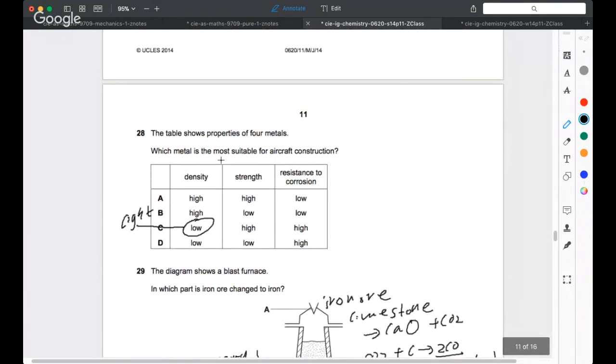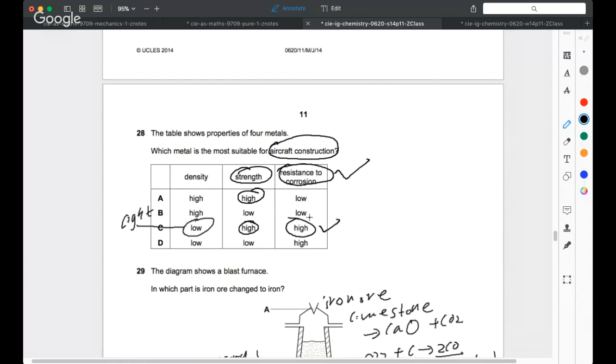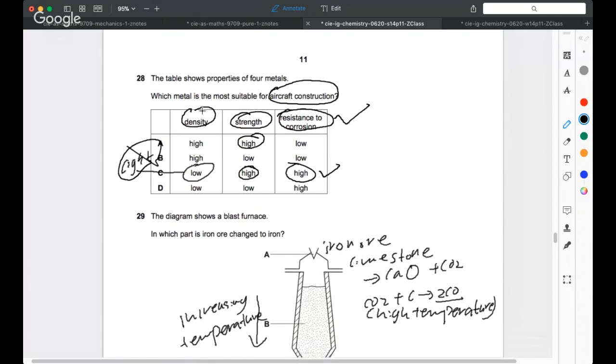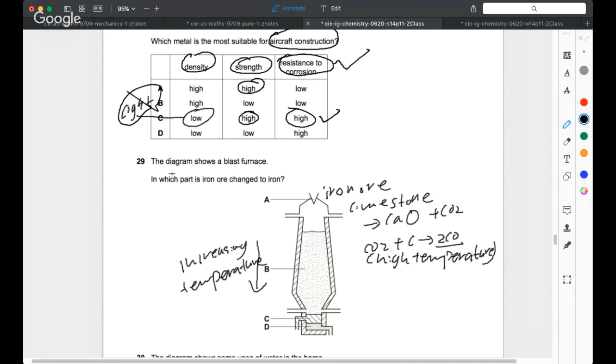Right, number 28. We want a metal for the aircraft. Obviously, we want high strength and resistance to corrosion. So of course we need both to be high. So that already gives you C as the answer. And we want a low density because we want a very light material, because we don't want the aircraft to be very heavy. That would consume more energy. So C is the right answer. We want a light, low density material that has high strength and high resistance to corrosion.